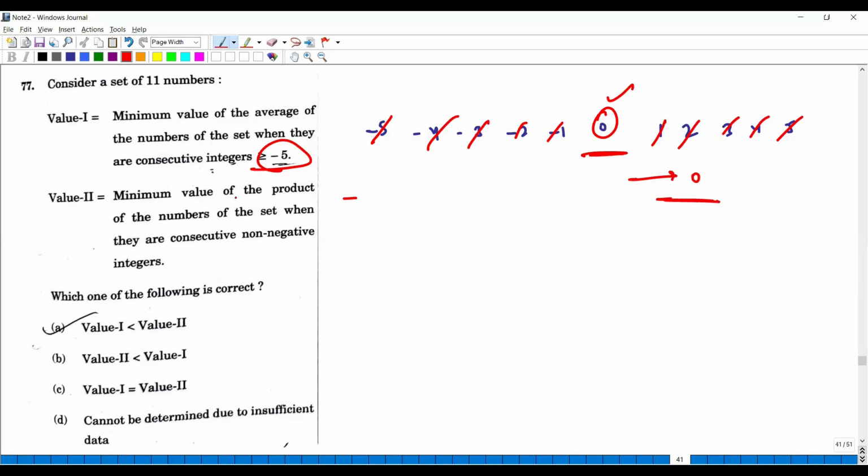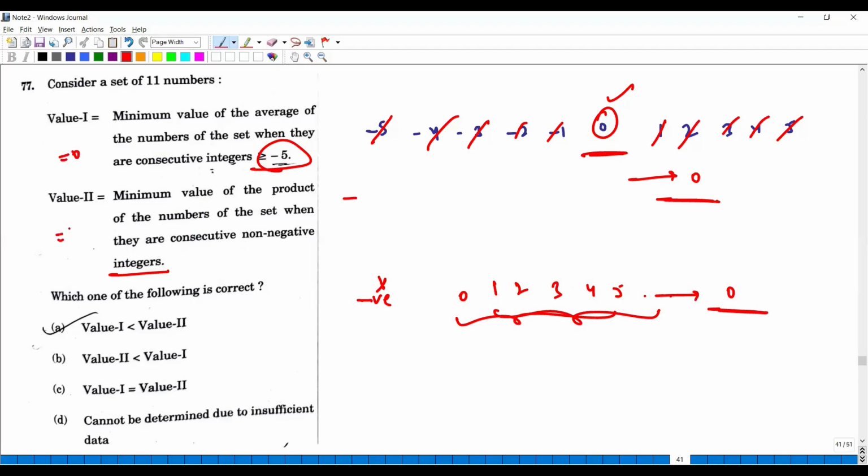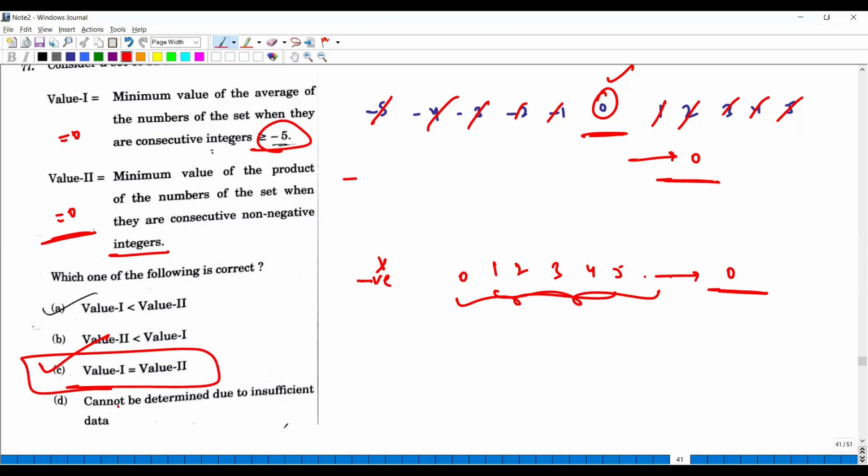That's the minimum value. Minimum value of the product of the numbers of the set when they are consecutive non-negative integers. See, when they are non-negative, 1, 2, 3, 4, 5, you can take it. But this will be 1 to 10 also, the product is huge. Non-negative means not negative, but you can take 0. So when 0 is included in the product, it becomes 0. So first case also minimum value is 0. Second case also minimum value is 0. So the answer is value 1 is equal to value 2. Both are zeros.